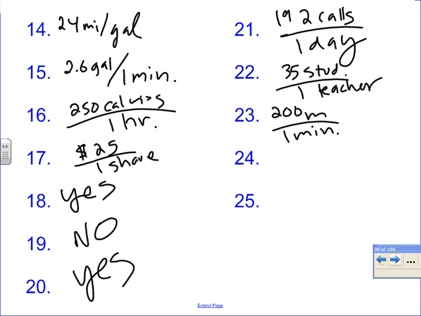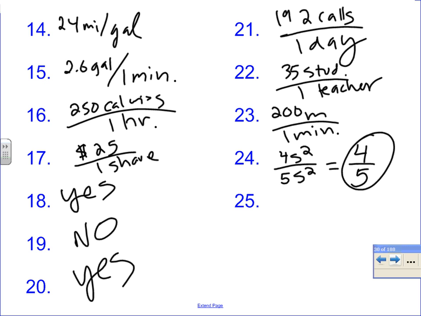Close. Mary? No. Charles? You guys are all, that's close. That's not simplified completely. What's the simplified completely answer? Sean? Good. 4 over 5. That's right, but please simplify completely on that one. Get rid of them. Nope.